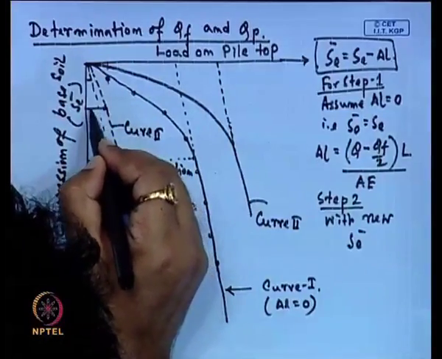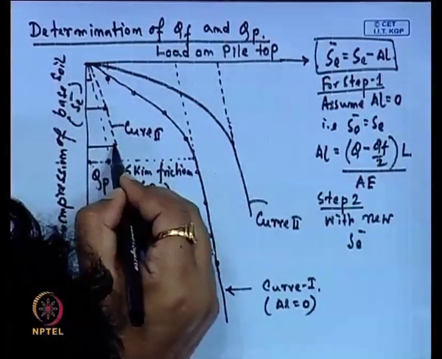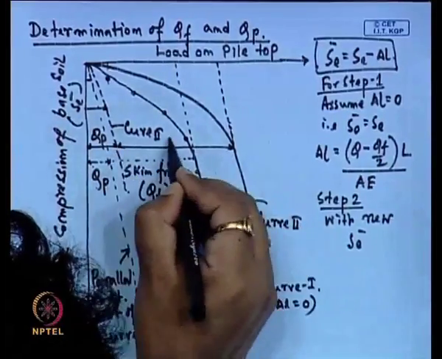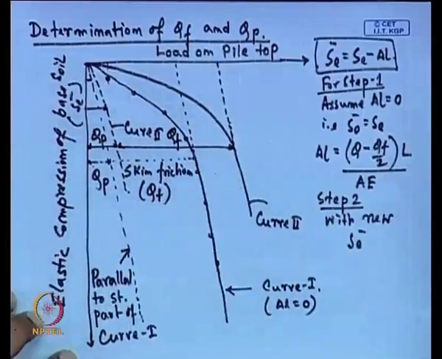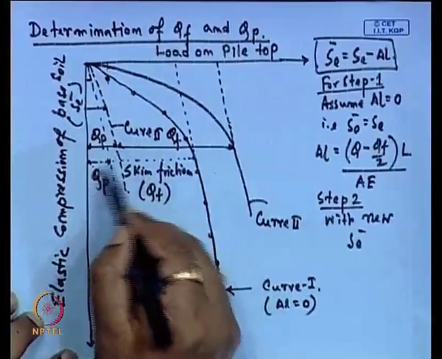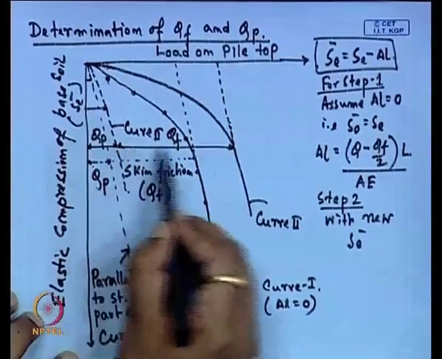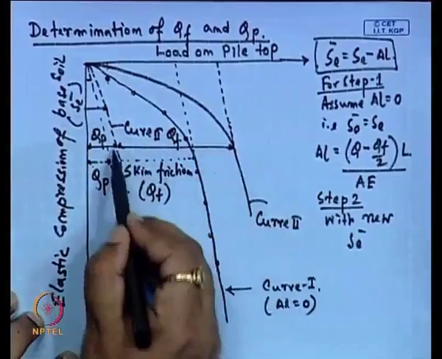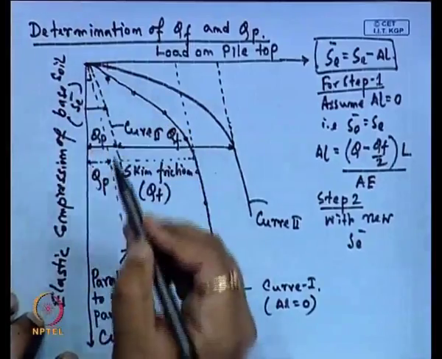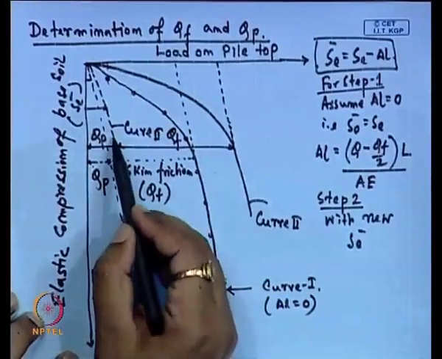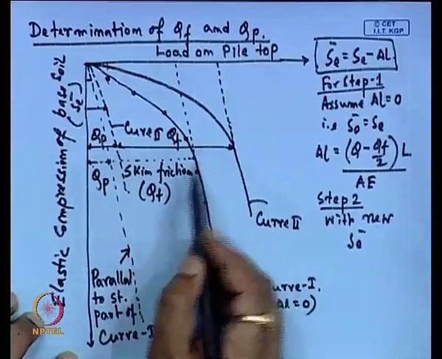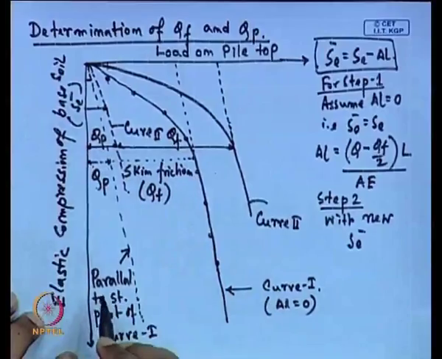So, this portion is Qp and this portion is Qf. Here also this is Qp and Qf for the first part, and this portion is Qf, that means the right hand side of this straight line which is passing through the origin, parallel to the straight portion of the curve, right side of this curve is Qf and left hand side of this curve is Qp.